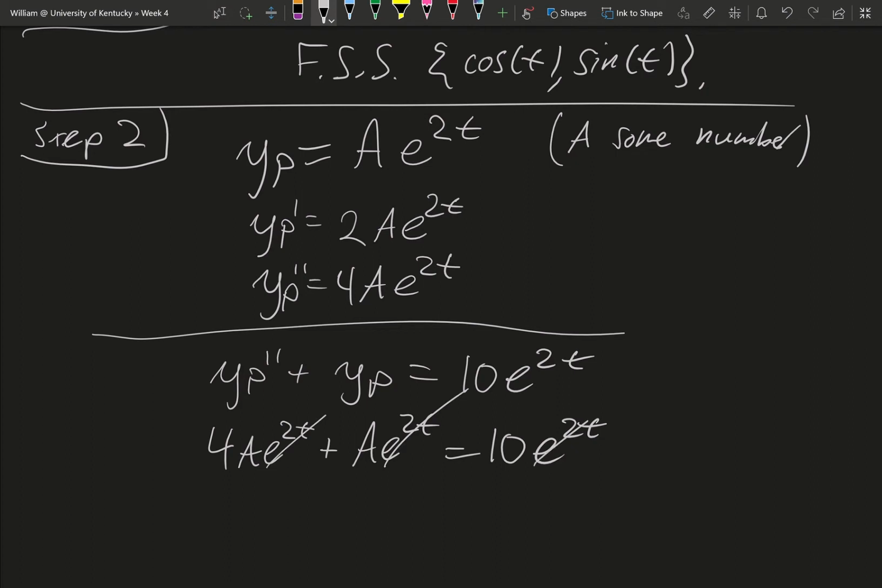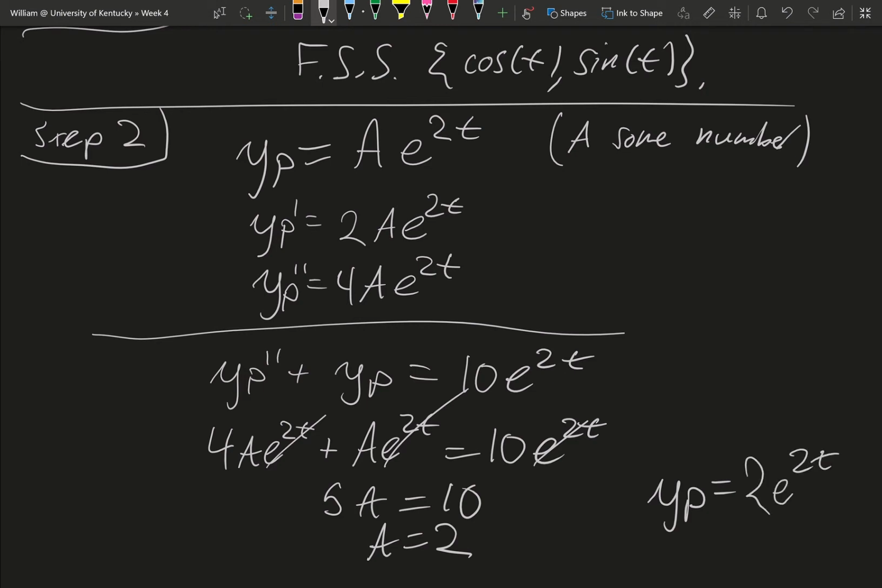Divide through by e to the 2t, which remember we can do for a lot of reasons. One reason is it's never 0, and we get 5a equals 10, and so a equals 2. That lets us know that our particular solution is 2 e to the 2t.